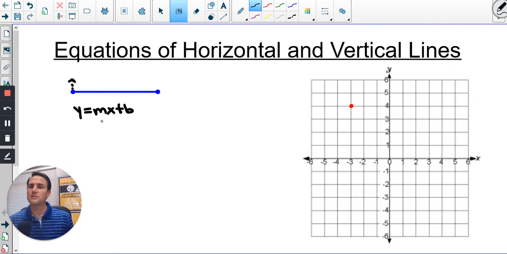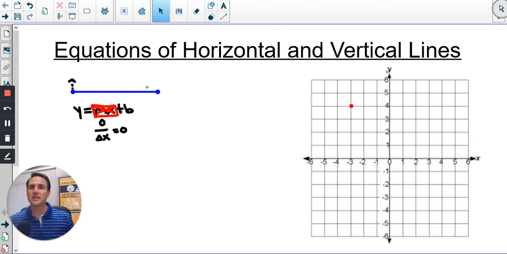So when we talk rise over run, it's 0 over some change in x value, right? So that fraction will always be equal to 0 itself. And so in essence, what we have is this part of the equation non-existent. So when you're writing the equation of a horizontal line, you end up with just y equals whatever the y-intercept would be, okay?